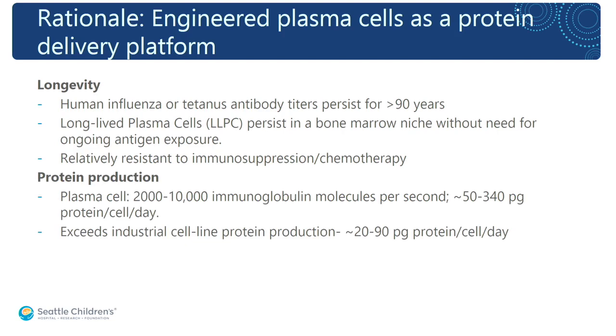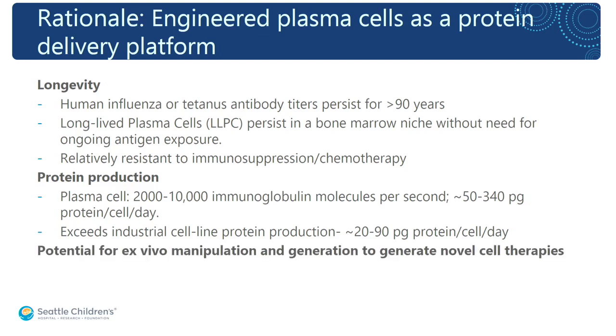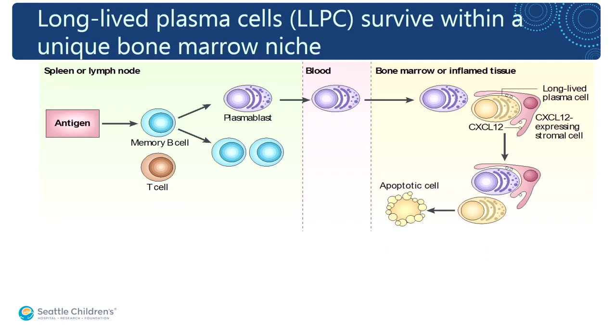So they make about several hundred picograms of protein per day per cell. This is vastly more than even cell line production that's done in engineering of industrial engineered cells. And so I think there's a lot of potential if you could generate a plasma cell that you could engraft in the body and secrete a protein of interest. And the other cool thing about this is that we think the cell dose that's required for this is going to be relatively small. And here's sort of the data that supports that idea.